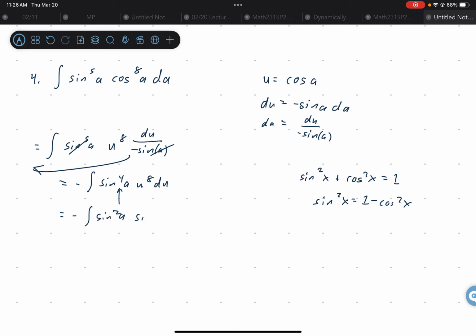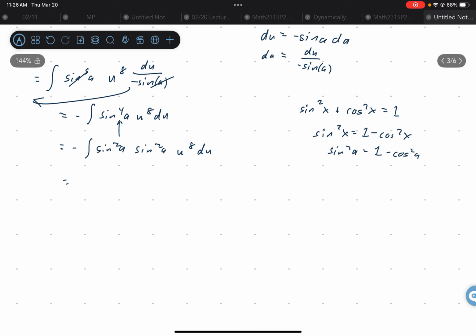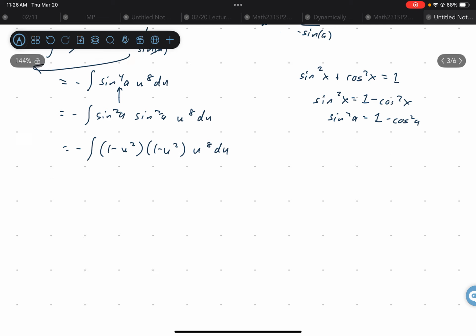sine square a, u to the 8 du. Now we can write this in terms of u, because u is equal to cosine a. So if we write this as 1 minus cosine square a. And that's how we handle u-sub with terms that are still left over after substituting. So write 1 minus u squared times 1 minus u squared times u to the 8 du.